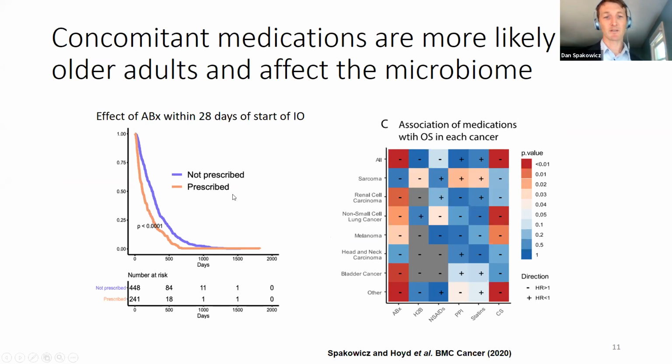But it's not just in melanoma, for example, and we see it in a lot of different cancers. And we see these effects through a variety of different drugs that are thought to affect the microbiome, including some new results on proton pump inhibitors that we just presented at ASCO.